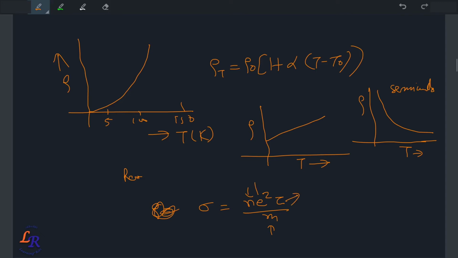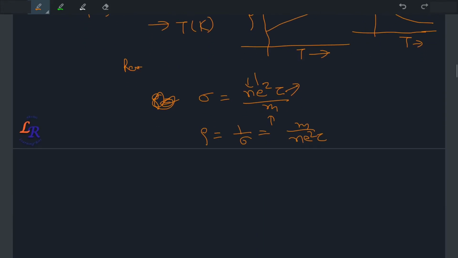So now if you write it in terms of resistivities, you can write rho is equal to 1 upon sigma. It means you can write m upon n square tau, right? So it would mean that rho is inversely proportional to n, and rho is inversely proportional to tau, right? So it means if tau is decreasing, your resistivity can increase, or if the number of electrons is increasing, then your resistivity can decrease. Okay, so now let's take the case of metal.